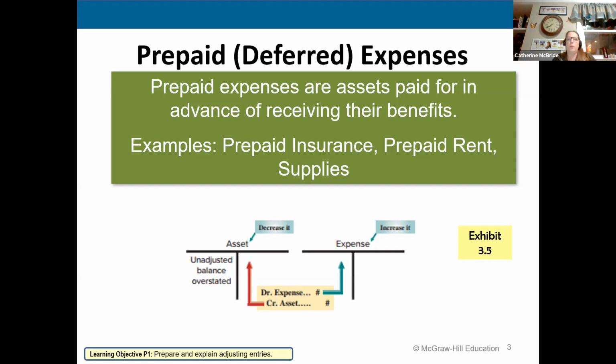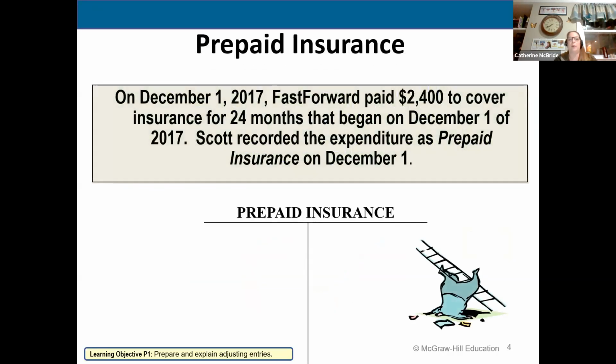So when we record them, we want to use T accounts to see the flow of dollars and cents. So we started out with, we received cash and we had a prepaid expense. The prepaid expense is the asset. As we record the expense over time, we're going to reduce the asset or reduce the prepaid expense and increase the expense. So every adjusting entry in this case is going to record an expense and reduce the asset. Let's look at an example.